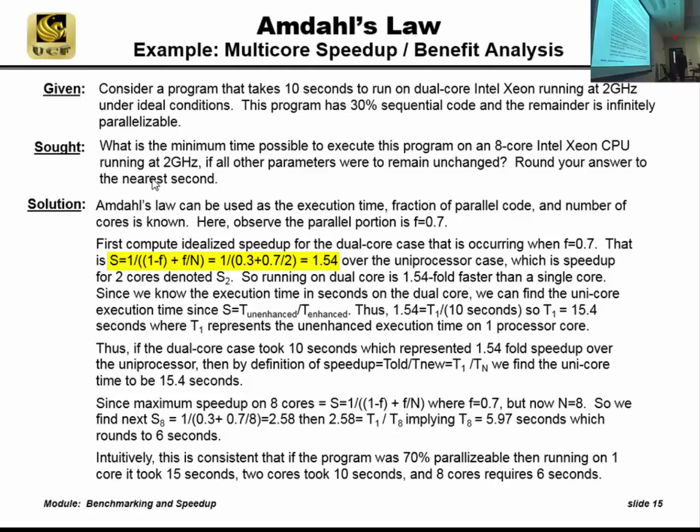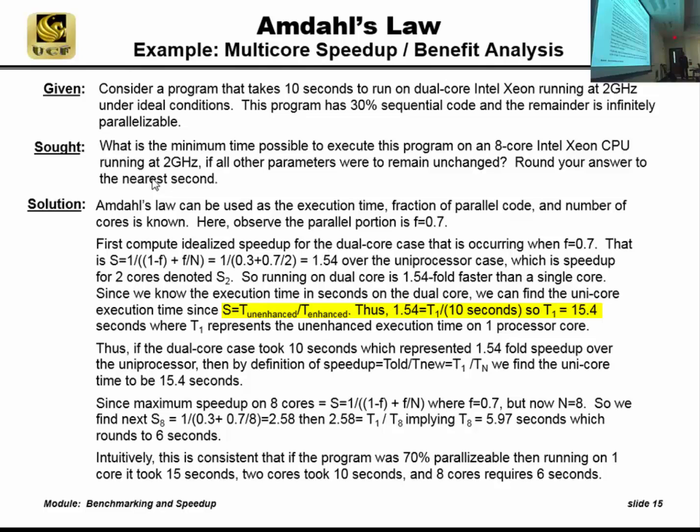That's very interesting. So when you have 70% fractional, parallelizable, I put 2 cores on this problem. It went almost 1.5 times faster, a little bit over 1.5 times faster. So if it took 10 seconds on dual core, what was the time on the single core? The speedup was 1.54, so 15.4 seconds.